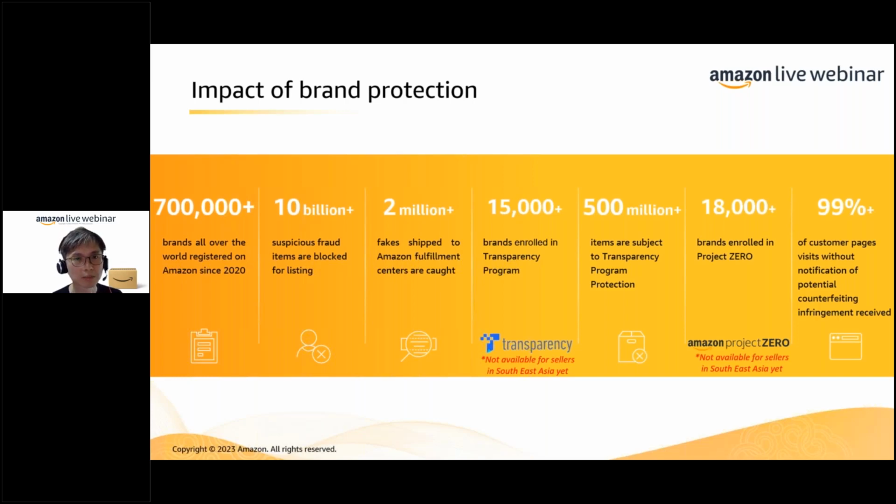These are just some top level impact that we see for brand protection. You can see there are more than 700,000 brands over the world already registered on Amazon Brand Registry. I believe there are a lot more up to today. And of course, how effective is it, the impact. This gives an idea of the importance of being registered in Amazon Brand Registry.